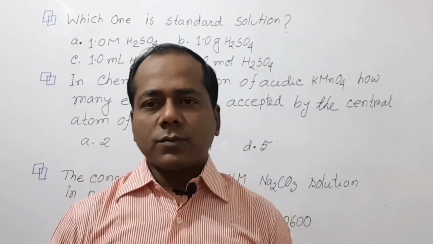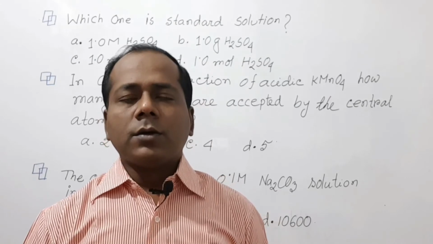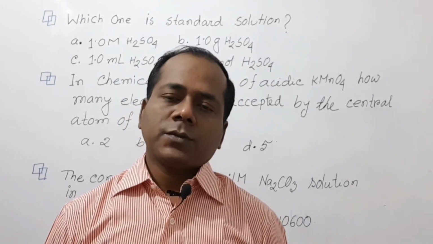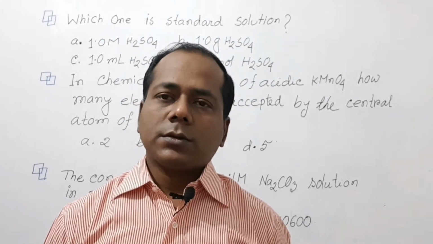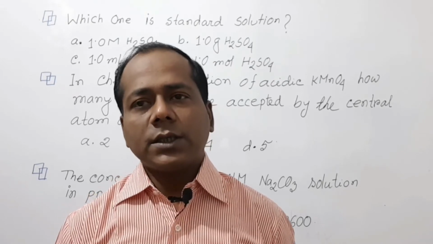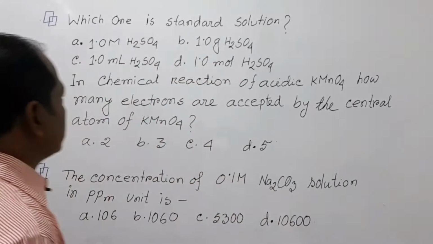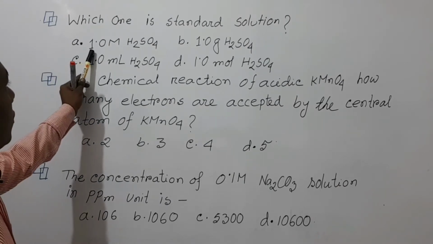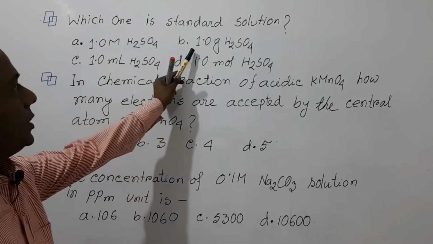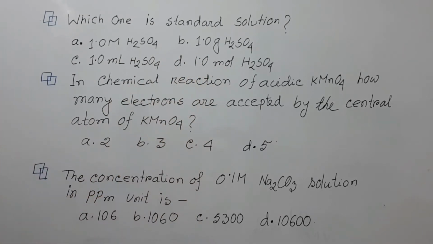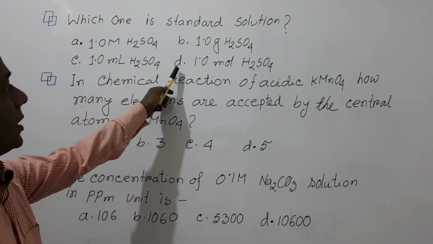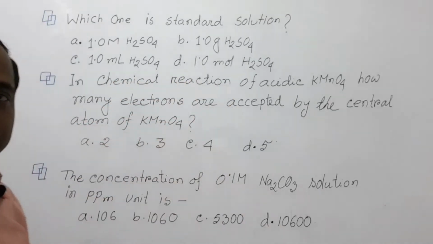My dear students, now we discuss some important multiple choice questions from chemistry second paper, chapter 3, quantitative chemistry. Our first question is: which one is the standard solution? Option A, 1 molar sulfuric acid. Option B, 1 gram sulfuric acid. Option C, 1 ml sulfuric acid. And option D, 1 mole sulfuric acid.